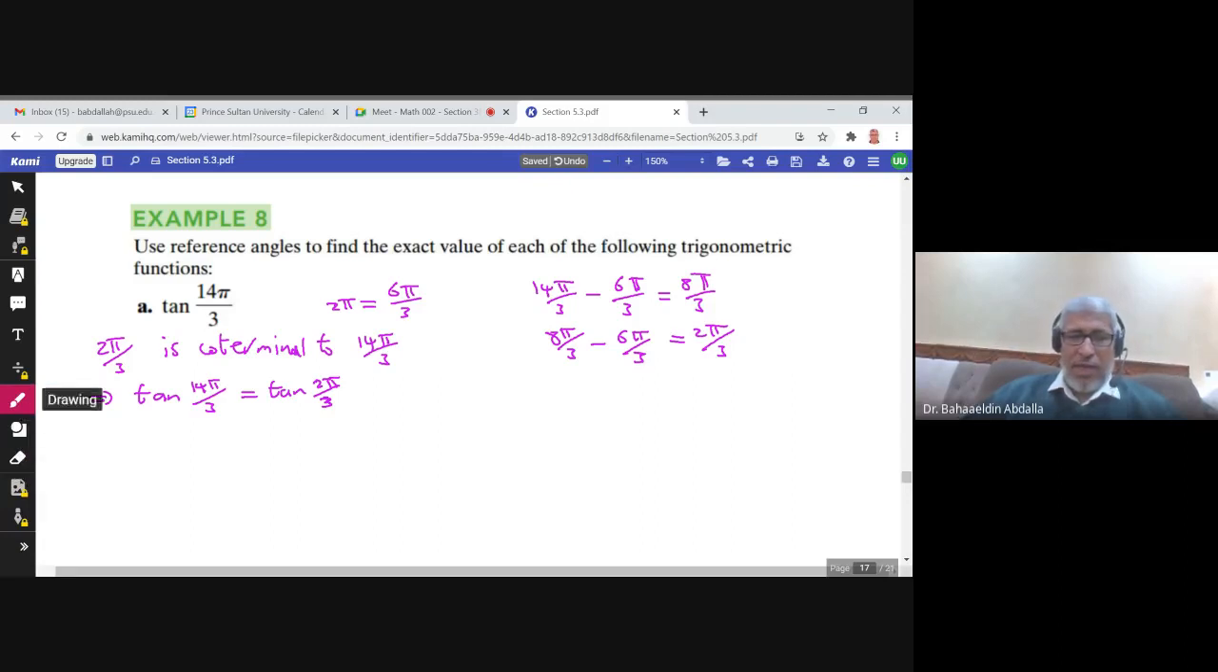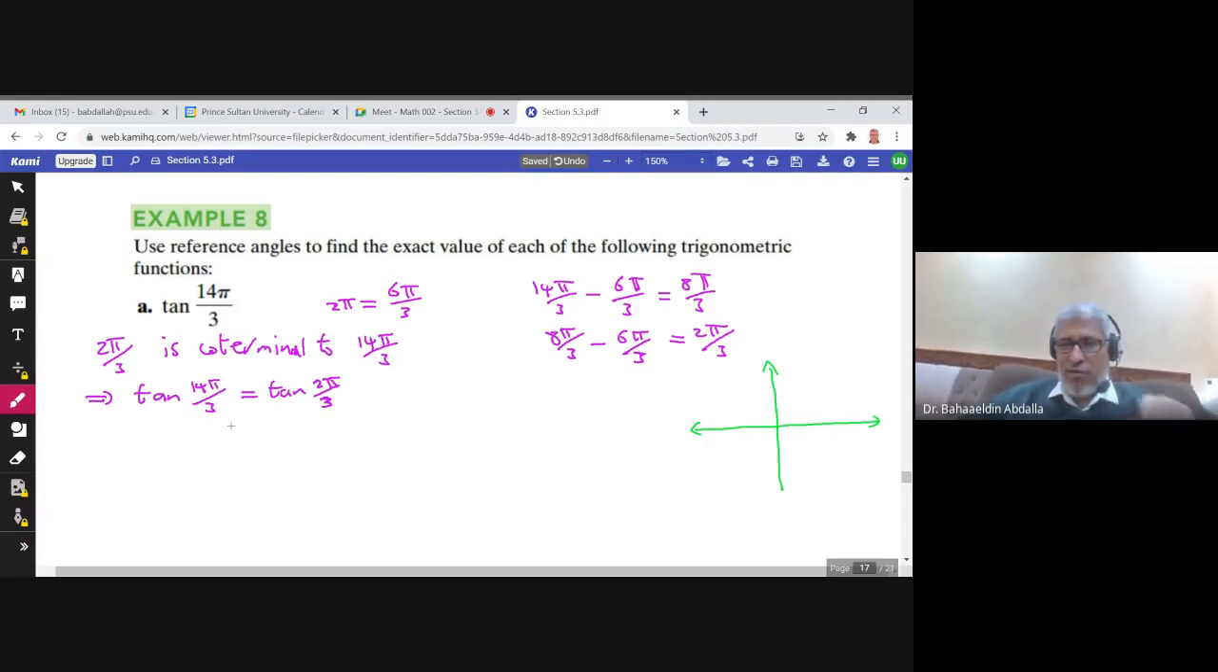All right. Now I need to sketch the graph of the angle 2 pi over 3. The graph of 2 pi over 3 would be the same graph as 14 pi over 3, but with different rotations. They will have the same terminal side. That's why they are coterminal. 2 pi over 3 is easy to graph because this is 3 pi over 3, and 2 pi over 3 is less than 3 pi over 3. So this is the angle 2 pi over 3. Good. If you add 4 pi, you will reach the same angle, 14 pi over 3.